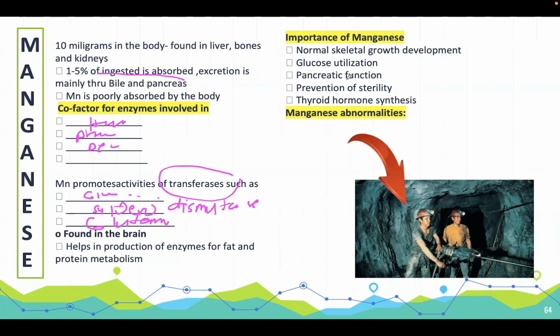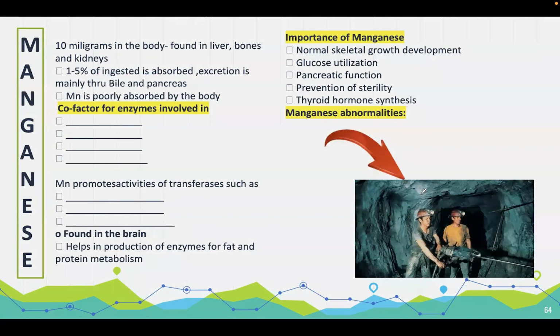Okay, so what are the deemed importance of your manganese? It is used for the normal skeletal growth development, glucose utilization, pancreatic function, prevention of sterility, and thyroid hormone synthesis. So, sa manganese abnormalities, wala naman pong masyadong nai-encounter na toxicity sa manganese, not unless it will be inhaled by your miners. Miners, yun ang nagmamine sa Facebook. Hindi. Yung mga nagmimina ng mga gold and other minerals. Yun lang naman yung mga known toxicity for your manganese.